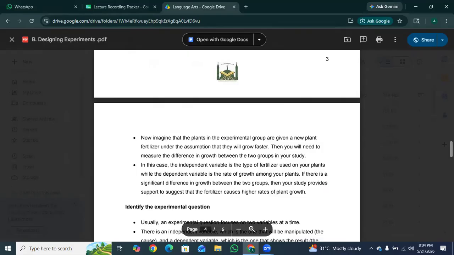So basically, in this example, if you keep everything else identical, like same sun, same water, but give one group fertilizer, the independent variable is fertilizer, like what you chose to change. Whereas the dependent variable is how fast or tall the plants grow, the final result you measure. Okay.